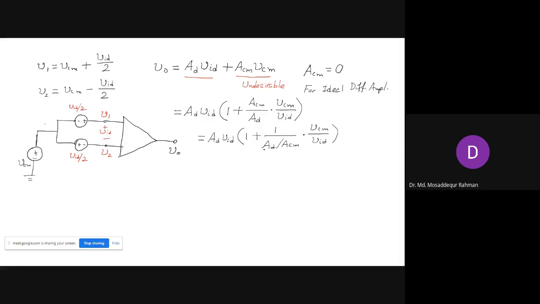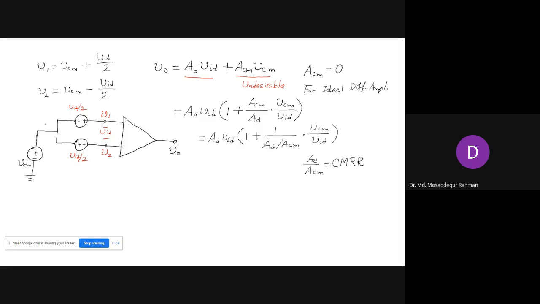Now, this denominator, what we have, ADM by ACM, the ratio of differential gain to the common mode gain is called the common mode rejection ratio. And in short, it is written like this: CMRR. CMRR stands for common mode rejection ratio.